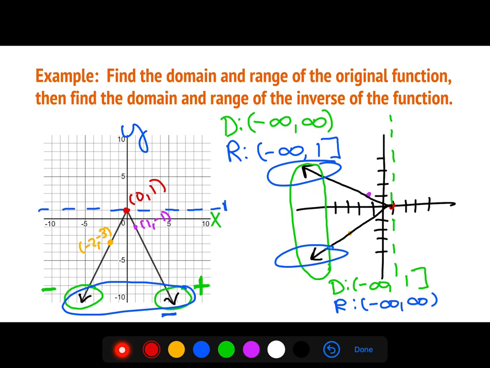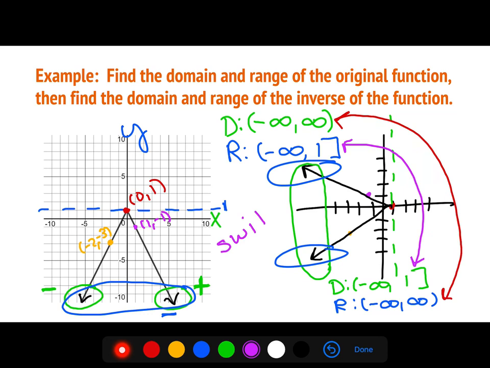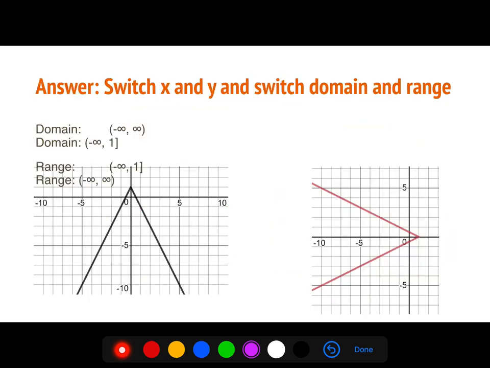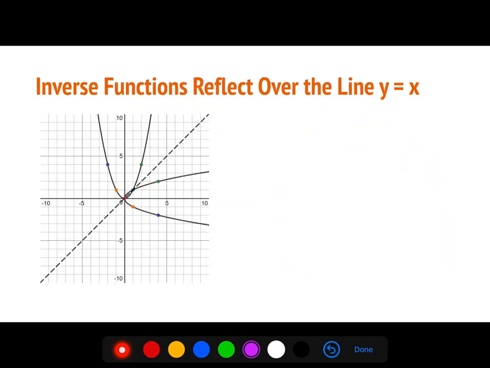Now let's take a look at that. The domain of the original one was negative to positive infinity, and the range was negative infinity to 1. And look how those relate to each other. The domain becomes the range of the inverse, and the range becomes the domain of the inverse. And why does it do that? Because we switch x and y, which means domain is x and range is y. So when we switch them, the domain and range switch. Really, really cool concept.